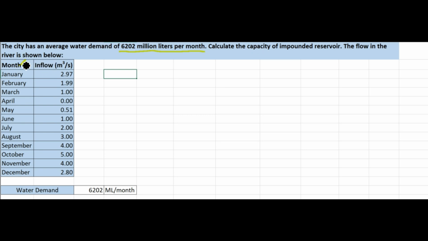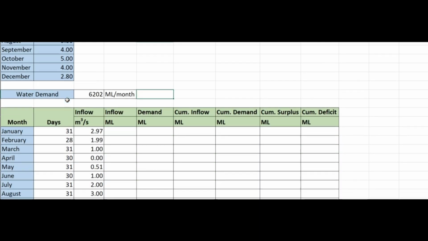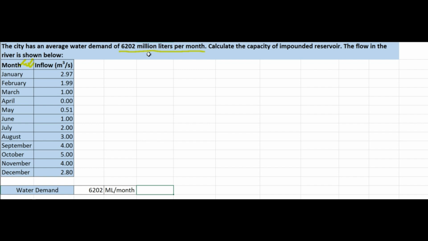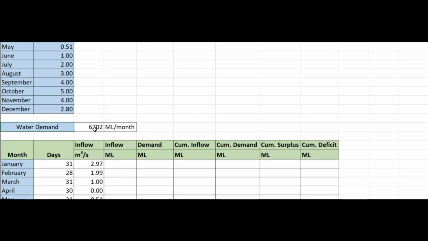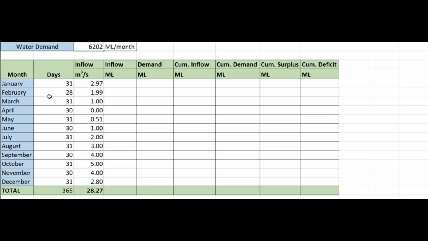So the flow is given according to the month, right? Now, if you see here, these are the flows given according to the month, and water demand is 6202 million liter per month, right? So this is the water demand, 6202.